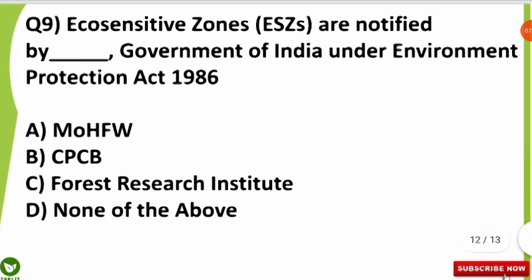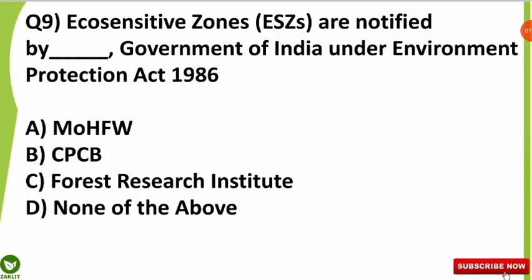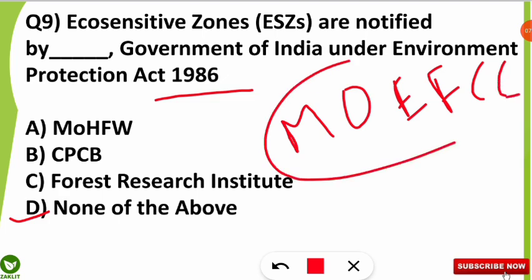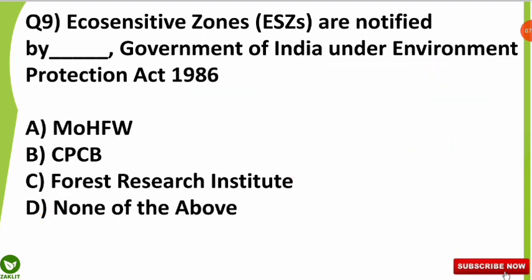The ninth question was, eco-sensitive zones are notified by dash of the Government of India under the Environment Protection Act of 1986. So here the correct option will be none of the above, because it is given by the Ministry of Environment, Forest and Climate Change, which was earlier known as Ministry of Environment and Forest. So let's move to the final question of this quiz contest.